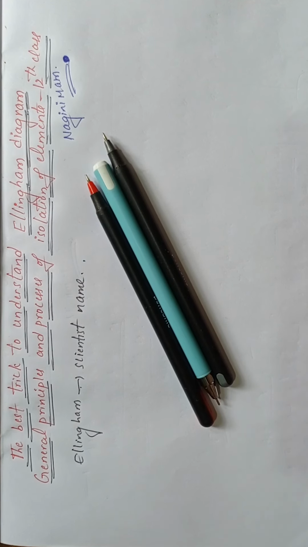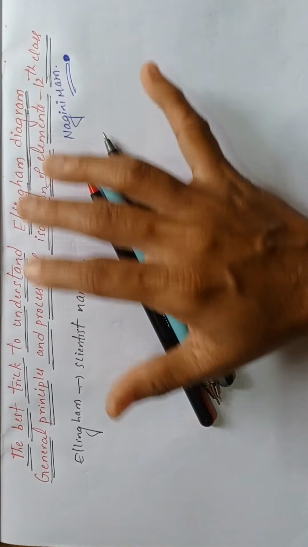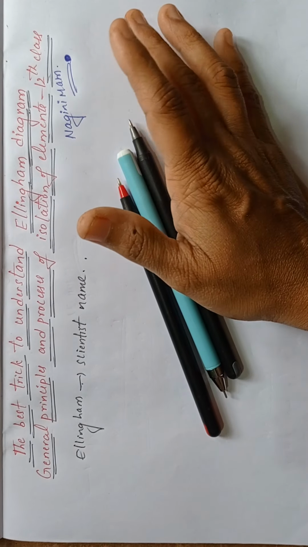In today's session, I'm going to discuss the best trick to understand the Ellingham diagram, students. This topic is from General Principles and Processes of Isolation of Elements, 12th class.